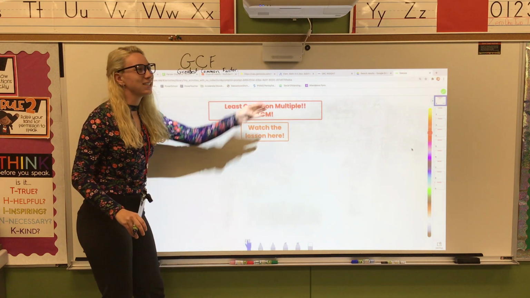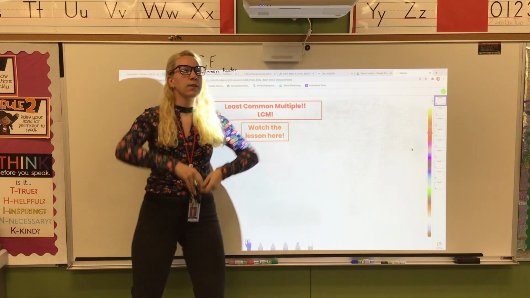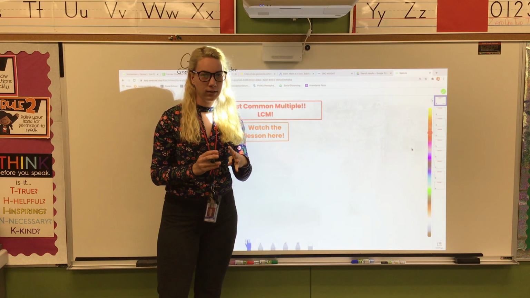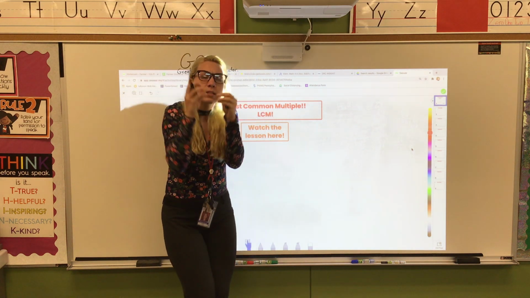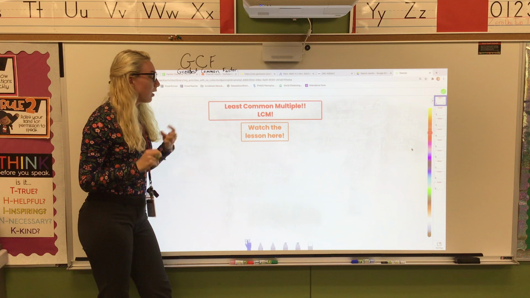The least common multiple is the exact opposite of the greatest common factor. In the greatest common factor, we were looking for the biggest one that they had in common. Now, we are looking for the smallest, tiniest, itty-bittiest one that they have in common. All right? That's what we're doing.